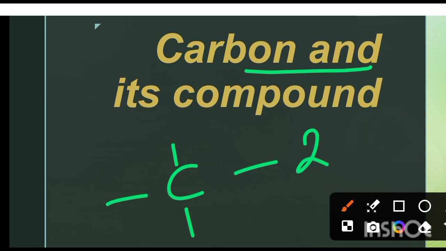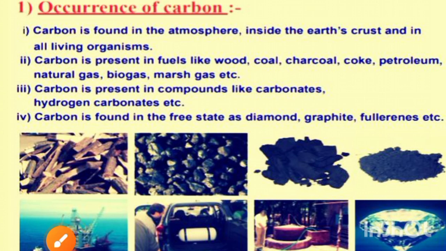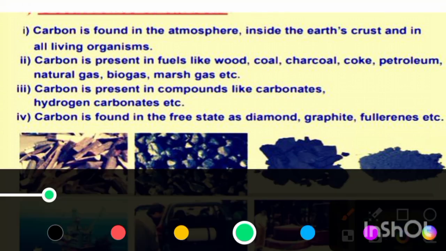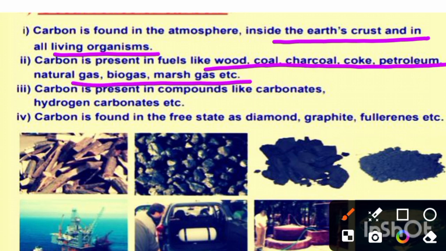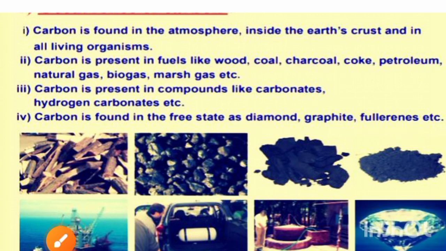Now, occurrence of carbon. Carbon is found in the atmosphere, inside the earth's crust, and in all living organisms. Carbon is present in fuels like wood, coal, petroleum, natural gas, biogas and marsh gas. Carbon is present in compounds like carbonates and hydrogen carbonates, and it is also found in the free state. The allotropes of carbon are diamond, graphite and fullerene. Here the pictures are given: wood, diamond, fullerene. These are all sources or occurrences of carbon.